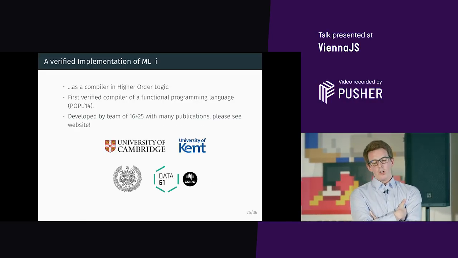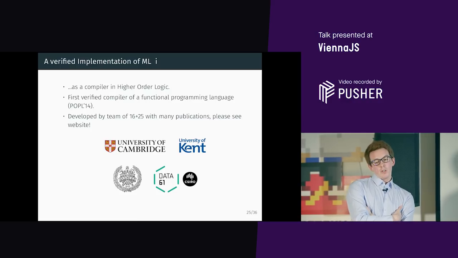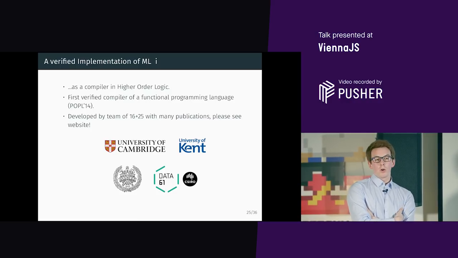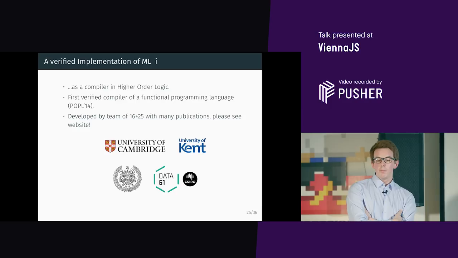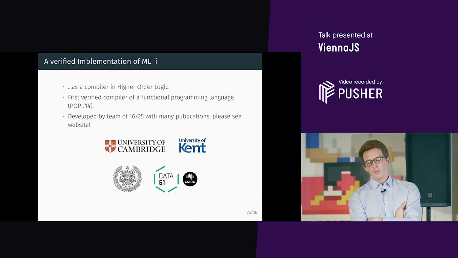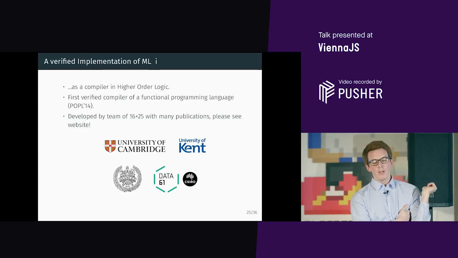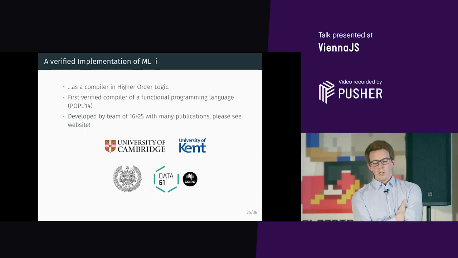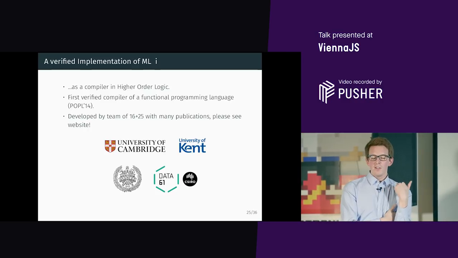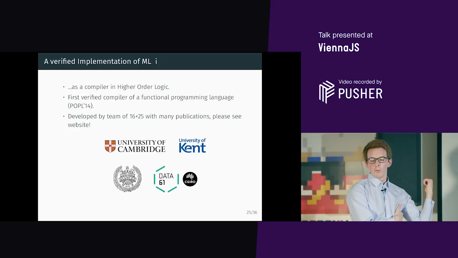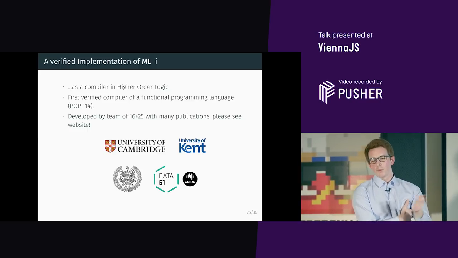So what is it actually? It's the first, to my knowledge and to the knowledge of the project team, verified compiler of a functional programming language. And it was kind of released, you could say, by publishing it in 2014. And it's quite a big team. So there are 16 core contributors and 25, let's say, related contributors. It's often said that the CA in Cake comes from Cambridge and the KE comes from Kent.